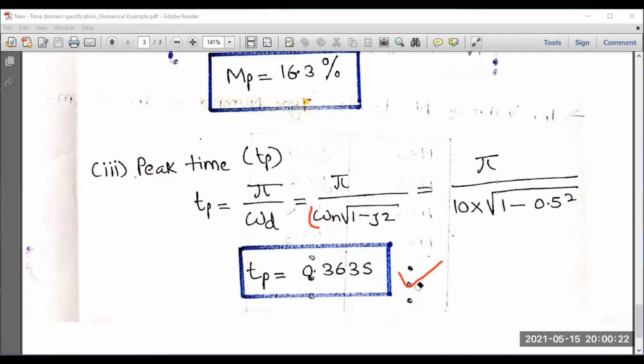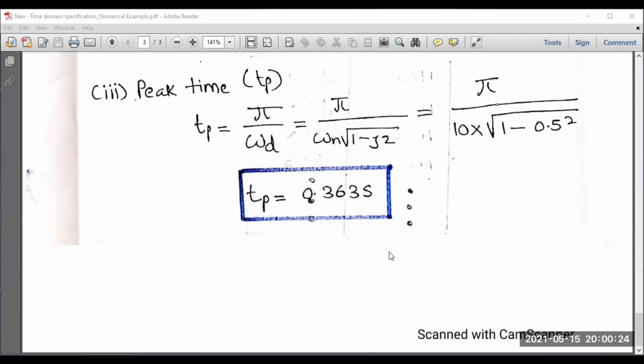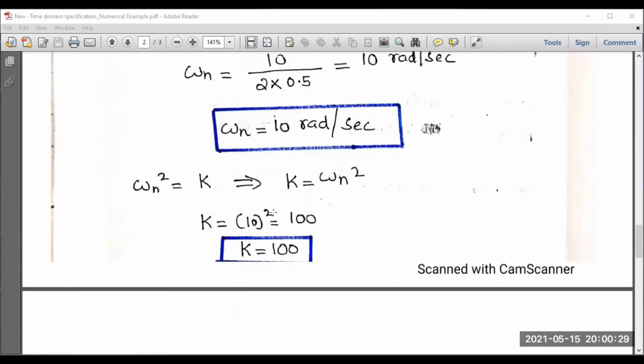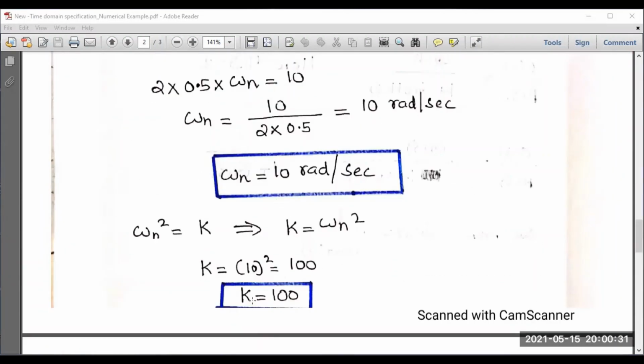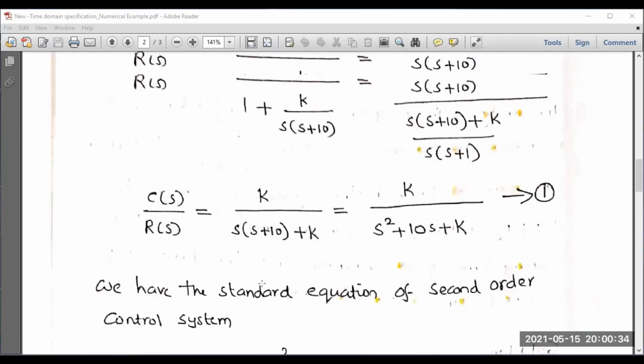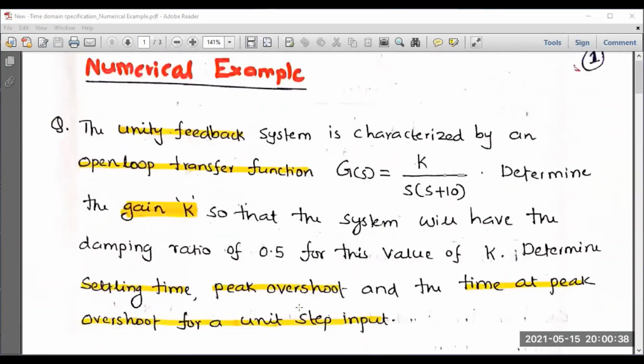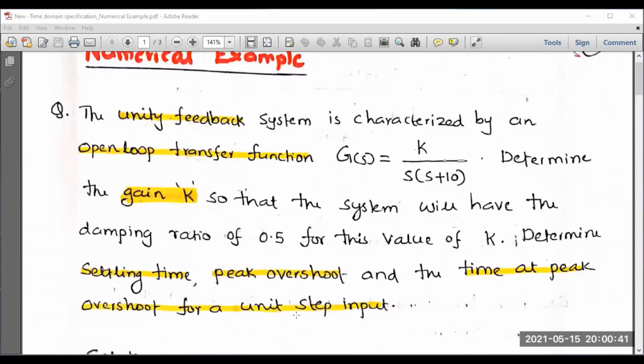Okay, so these are the things which I obtained from the numerical example. I have got the peak time, then peak overshoot, settling time. First of all, I got the value of omega n, then k. Okay, this is the way to solve the problem. This kind of advanced problem can be expected in a competitive examination and also in your university examination. Maybe 8 marks or 6 marks. Likewise, you can expect this kind of question even in a state board exam or state PSC examination.